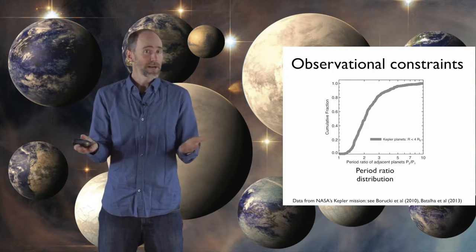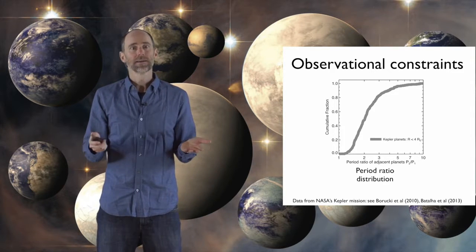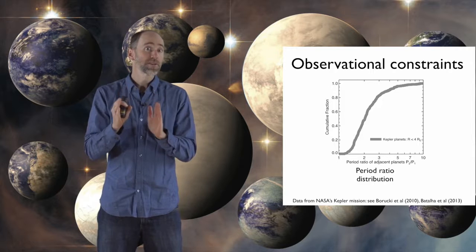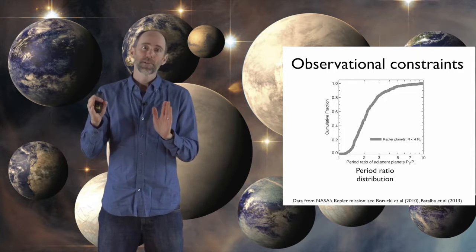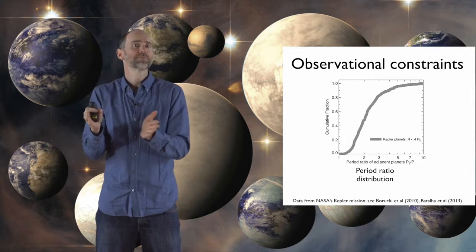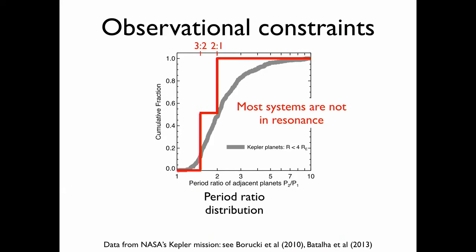And what you can see right away is that that distribution is relatively smooth. It's not concentrated in specific locations. So imagine instead of this smooth distribution that each pair of planets was in a specific orbital resonance. The distribution would instead look something like this. So in this case, we have half of all super-Earth planets being in one resonance called the 3:2 and half being in a different one called the 2:1.